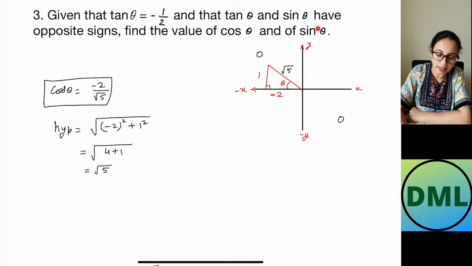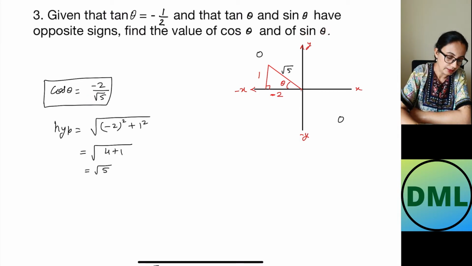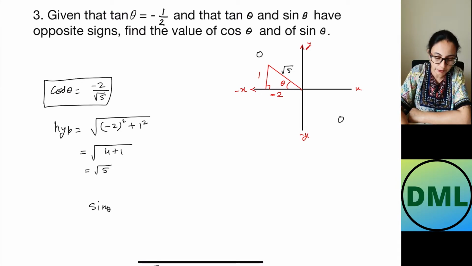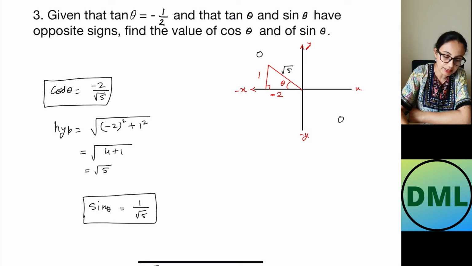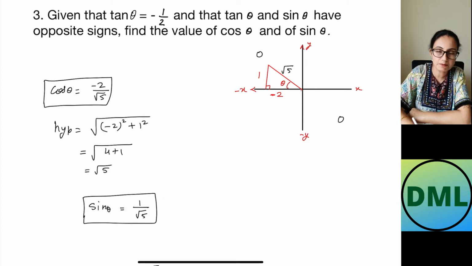I need to write down the answer for sin theta. Let's write down the value for sin theta. Sin theta is opposite over hypotenuse. For this theta, opposite is 1 and hypotenuse is root 5. Let's write down the value here. It will be given by 1 over root 5. This will be my value for sin theta. In the second quadrant, sin theta is positive. So my value here is positive. That means my answer is correct. Let's see one more example.